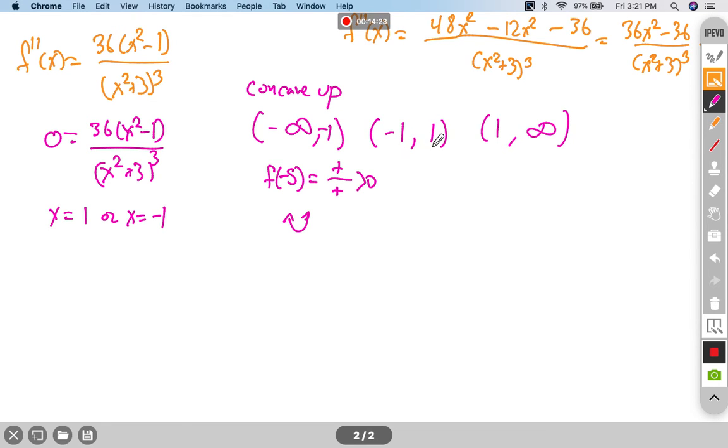When we look between negative 1 and 1, we're going to just look at f of 0. We can just inspect this and say, oh, we've got 36 times a negative 1. That's going to be negative at 0. The denominator is always going to be positive, so it's negative over positive. So that's negative. This is concave down. Last one, when we look at f of 5, we look bigger than 1. Again, the numerator is going to be positive, and the denominator is always positive. We're concave up.